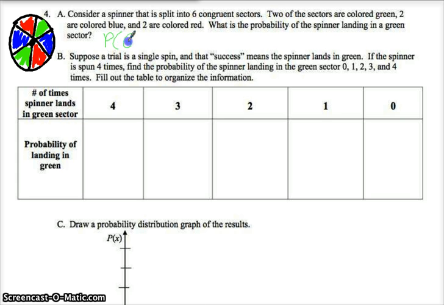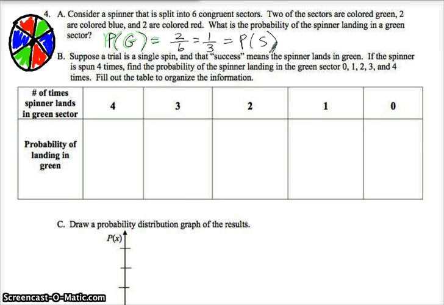So probability of green, no, that's not very good color. Just keep it in black. Probability of choosing a green, well, there's 2 greens out of 6 parts, so that's a 1/3 chance. Right, so that's going to be my probability of success. I'm using the letter S for success.